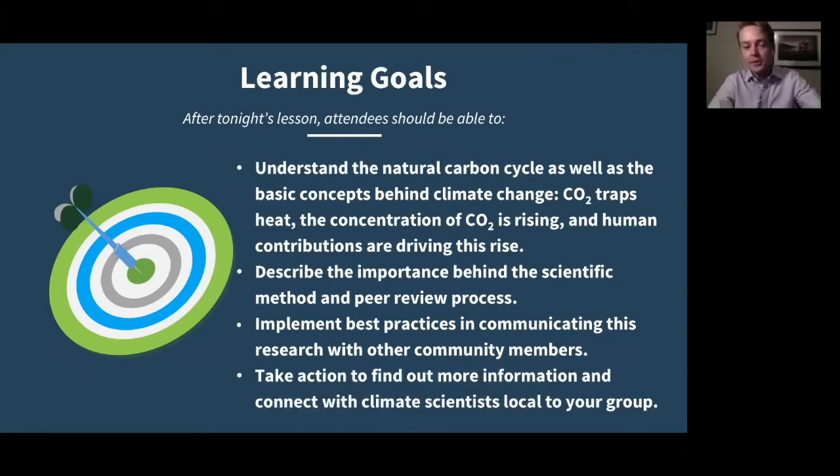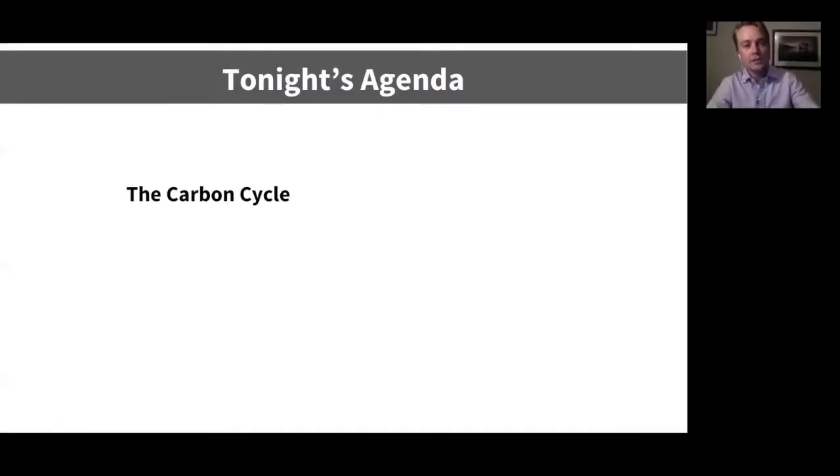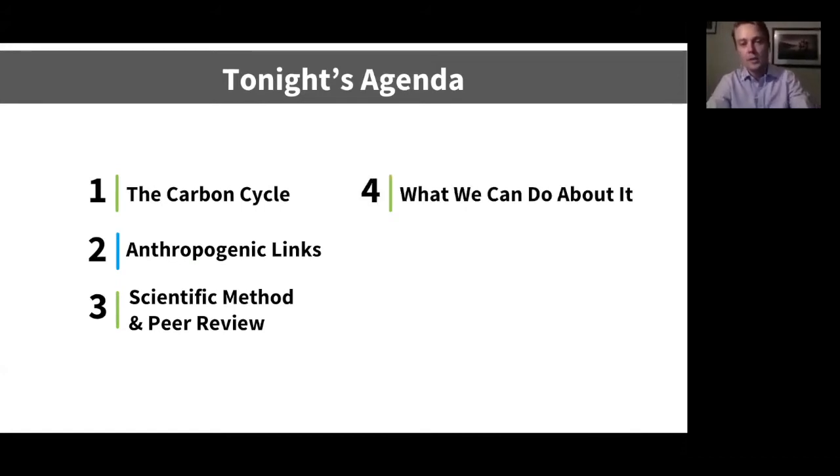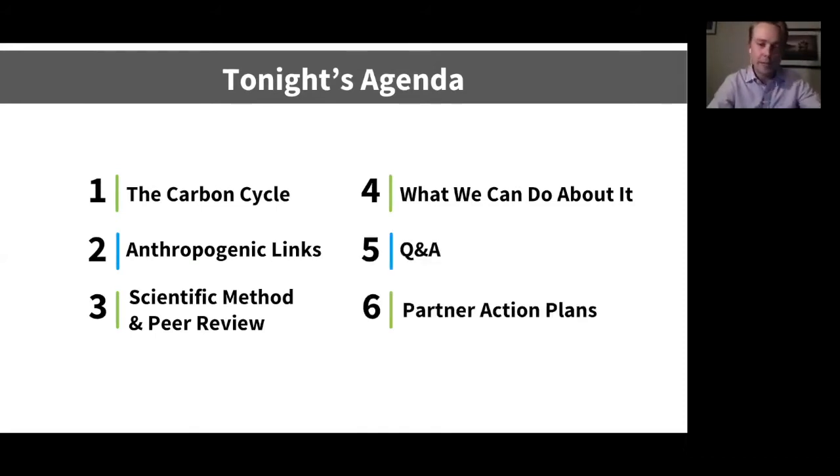And then lastly, in our action section tonight, we're going to find out more information about how to and where to connect with climate scientists local to your own group. So with that, real quick, tonight's agenda looks like the following. First, we're going to talk about more behind the carbon cycle. Then we're going to have a chance to discuss the anthropogenic links to that, as well as the scientific method and the importance of peer review. We're going to talk a little bit more about what we can do about it, and then really have some Q&A, which will probably actually be interspersed a little bit earlier than that. And then we'll land on a moment of inspiration, learning from the past science, and then get involved with our partner action plans. And I'll pass it over to you, Sandy.